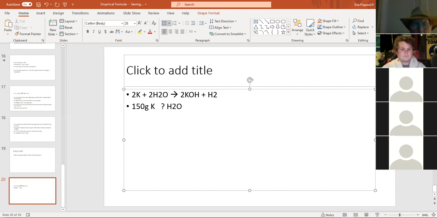Remember, 3-step process. Find my moles of known using the molecular weight of the known. Second step, determine the molar ratio between your known and unknown to get the moles of your unknown. Then multiply your moles of unknown by the molecular weight of your unknown to get grams. So come on, what are we doing here? First step, what are we doing?